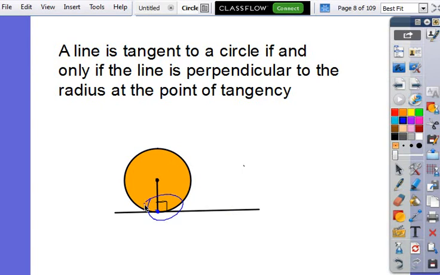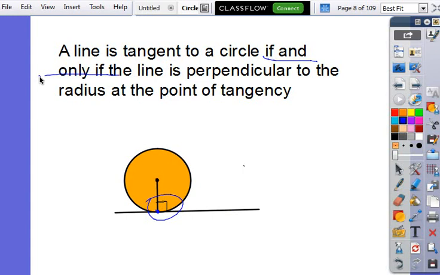What does it make? A right angle. If I have a radius and a point of tangency line, then that has to make a right angle. Does anybody remember what I said that means right there? The if and only if? If and only if means you can reverse the rule and it still works.